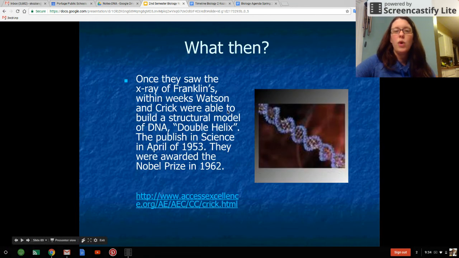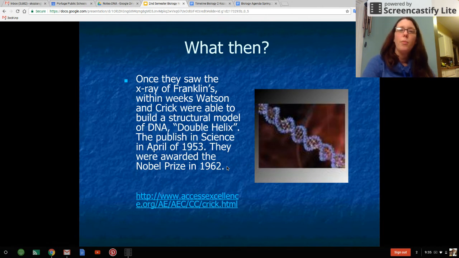Once Watson and Crick got a hold of her picture, we're not sure if Franklin actually gave it to them, if they just utilized it, or if her lab assistant gave it to them. But right away, as soon as they saw that picture and started to analyze it, they figured out that the bases point in. We have a twisted ladder, not two that are pointing out. Then right away, they published their work, and they were eventually given the Nobel Prize.